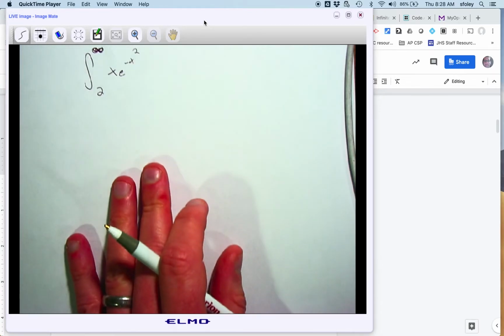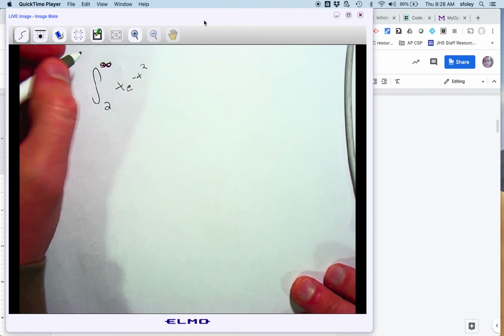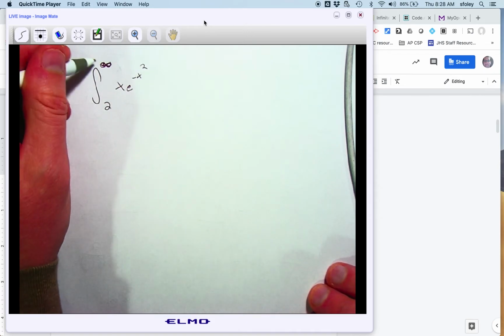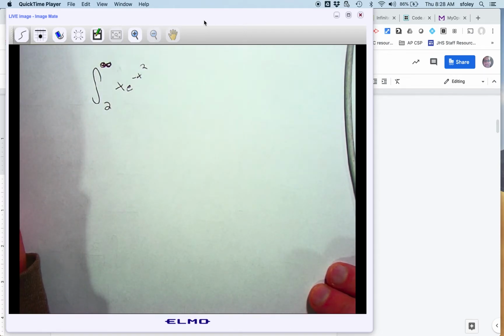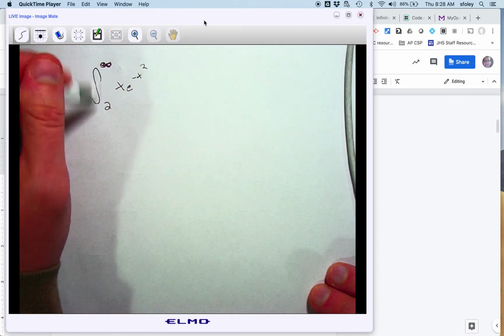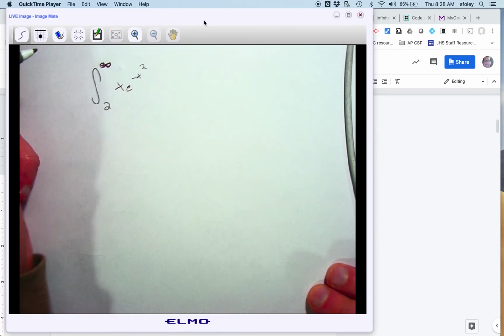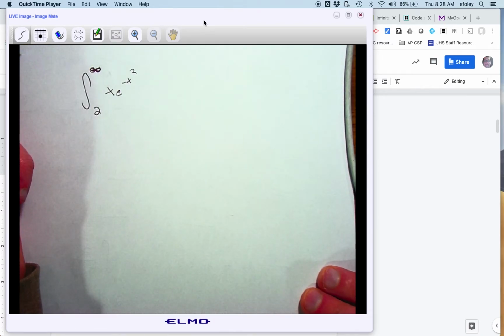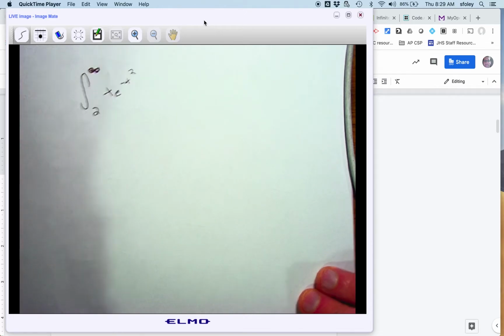Right, now we're going to talk about improper integrals. The easiest sign that you've got an improper integral is when there's an infinity involved in one or both of the limits of integration, and that's the one we're going to talk about now.